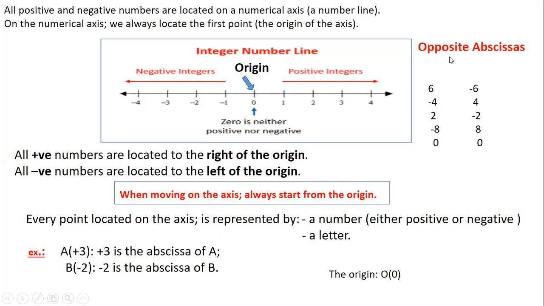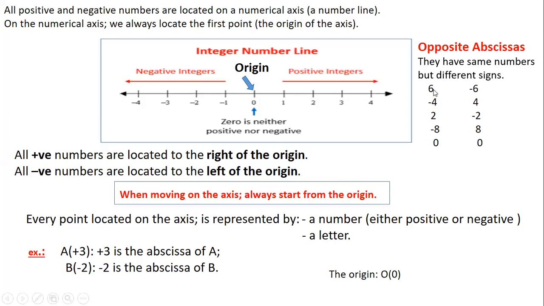Now I want to move to opposite abscissas. Yes, I want, please, Zainab to read. Opposite abscissas, Zainab, read. Up here, up in the slide. Where is it? Don't you see the slide? It's here. Opposite abscissas have the same numbers but different signs.